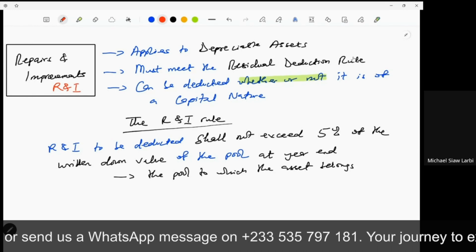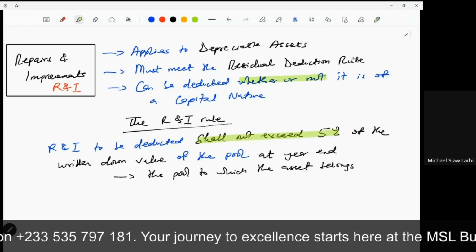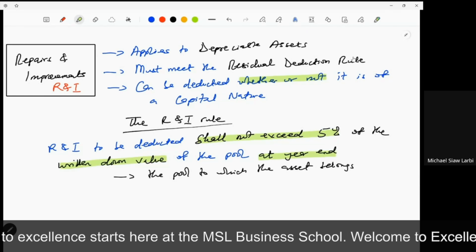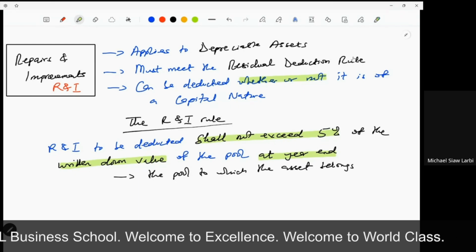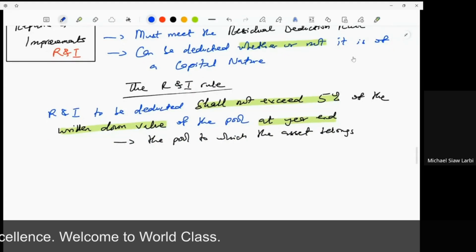So it shall not exceed 5% of the written down value of the pool at year end, not at year start. Please take note. So this is the first point.